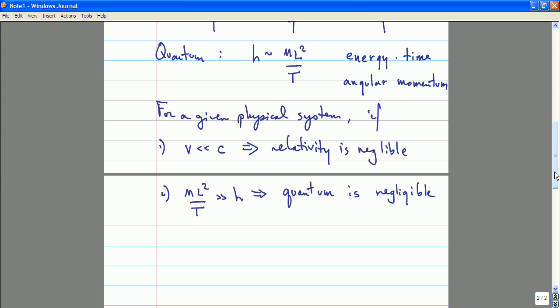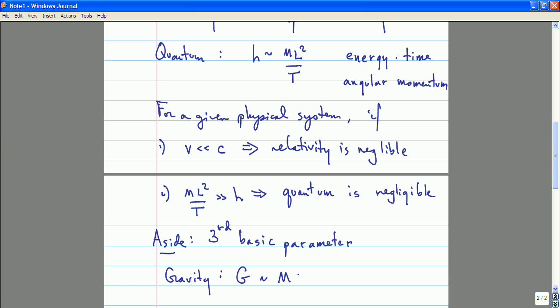I should mention, though, as an aside, that there is a third basic parameter, which we will not talk quite as much about in this class, but which governs the size of corrections to Newtonian physics, and that is Newton's constant. So whereas special relativity is governed by the speed of light, quantum mechanics is governed by Planck's constant, the effects of gravity are governed by Newton's constant, G. And Newton's constant has dimensions of mass times length cubed times t squared.